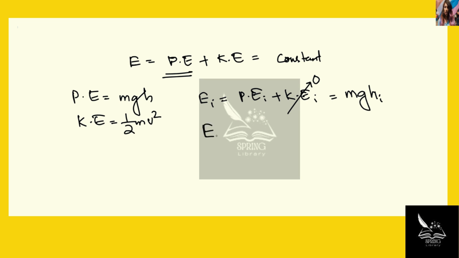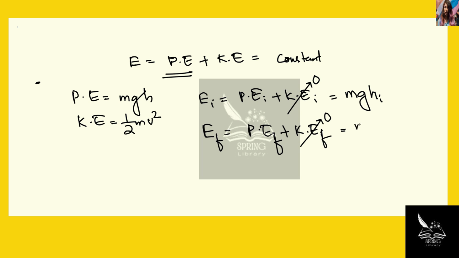Now, let's write down the final total energy, that is the total energy after the ball has bounced to another height. At the point where it has bounced to the maximum height, the ball will again come to rest momentarily. So the kinetic energy at that point will again be zero, because the speed of the ball will be zero for an instant at the point where it has reached maximum height after it has bounced.